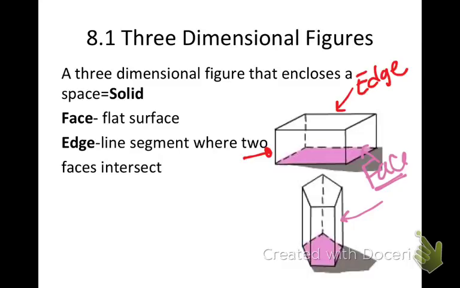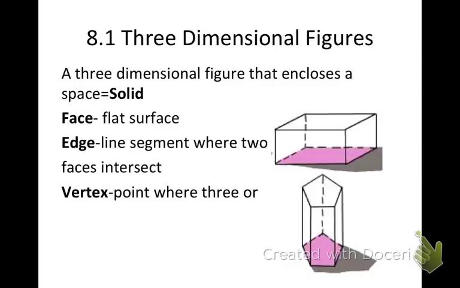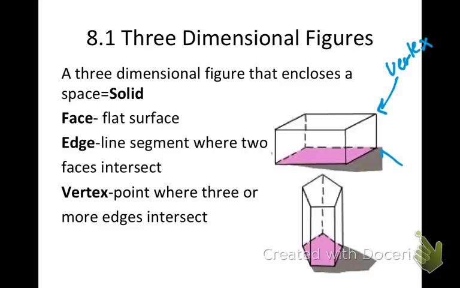Okay, there's one more term that we're going to add. And that term is the vertex. So the vertex is a point where three or more edges intersect. So on my drawing here, that would be a vertex. And since there's more than one, there's a lot of vertices. We have quite a few here, and we have quite a few on the bottom.